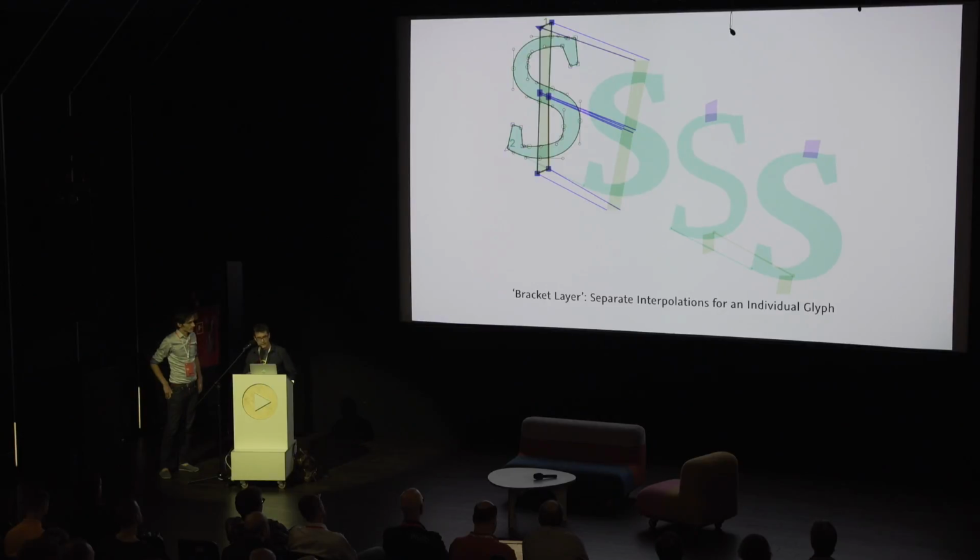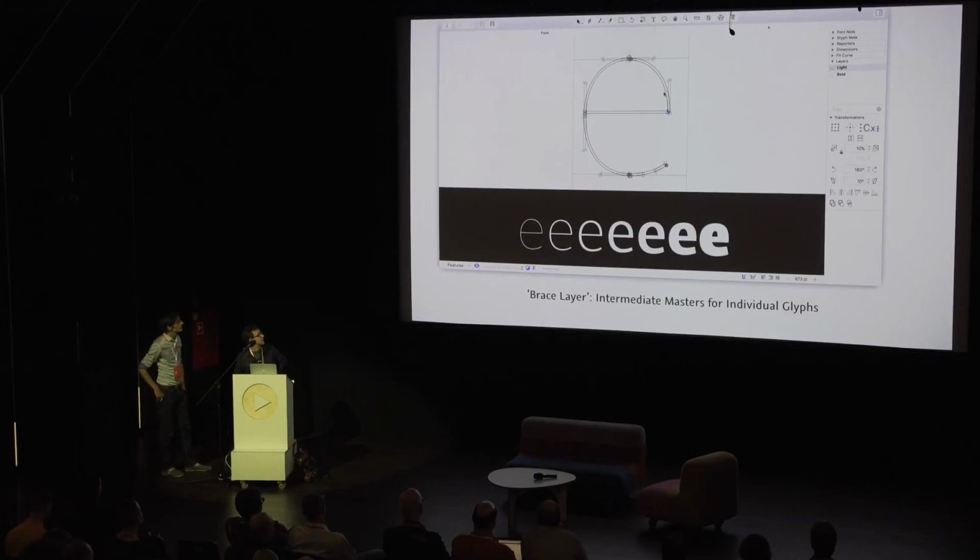This is a screenshot directly out of the app. This is not a visualization on a workshop handout or something. This is really the compatibility preview in Glyphs itself. So you can select any node and you see exactly where it interpolates to, so it's very easy to spot interpolation problems. Another thing we added is something called the brace layer.